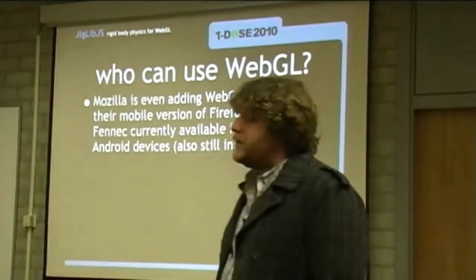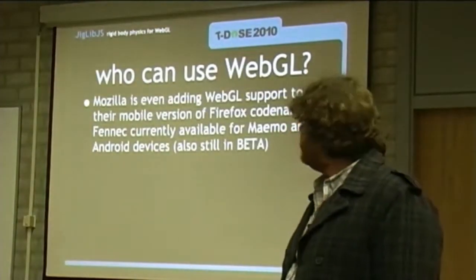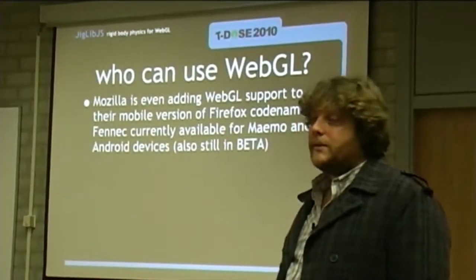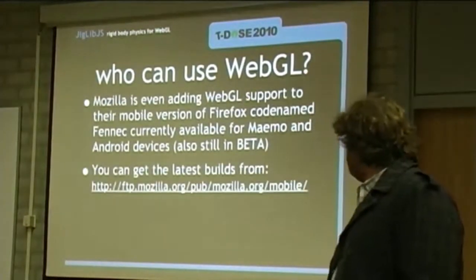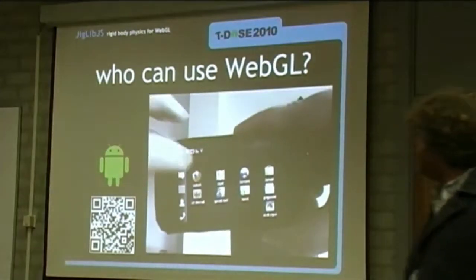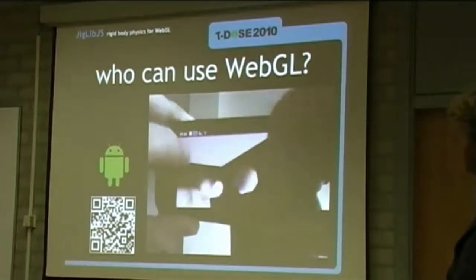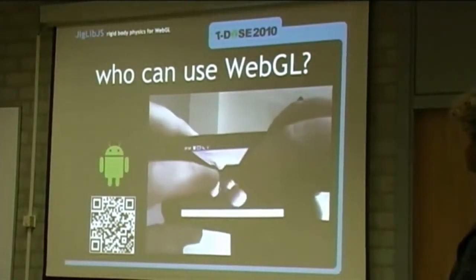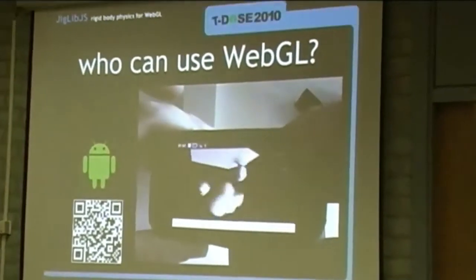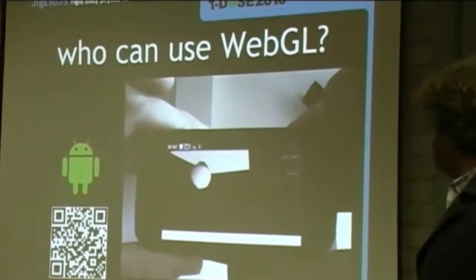Mozilla's also been adding WebGL support to Fennec, their mobile browser, which is available for MIMO and Android devices. It's also still in beta, so you have to access the developer builds to be able to use it, which you can get from here. But I've made a convenient video to show you it running. You can see that the acceleration still isn't quite up to speed, you know, this is in development software.